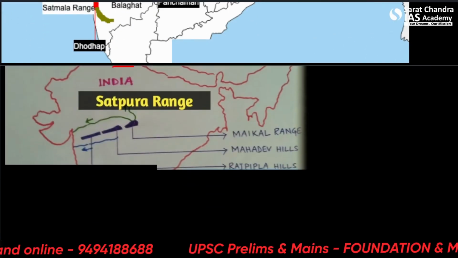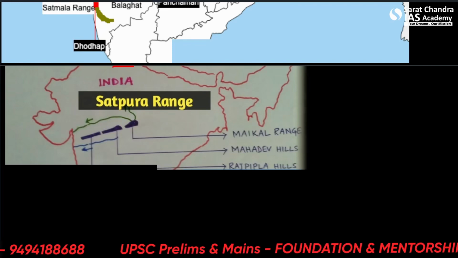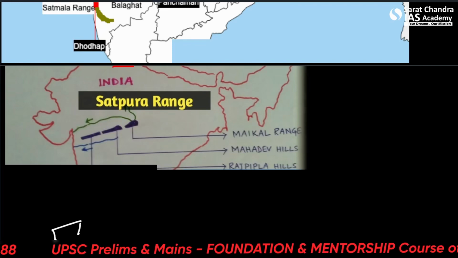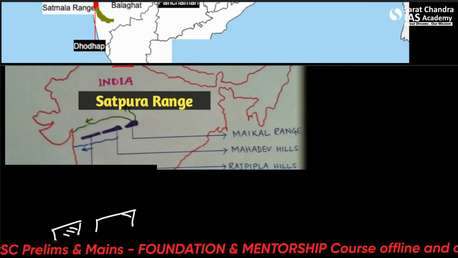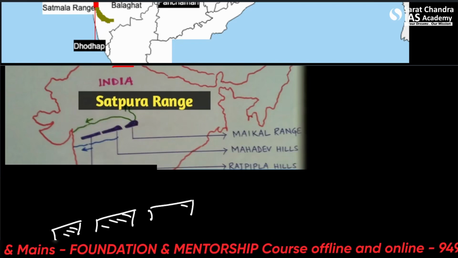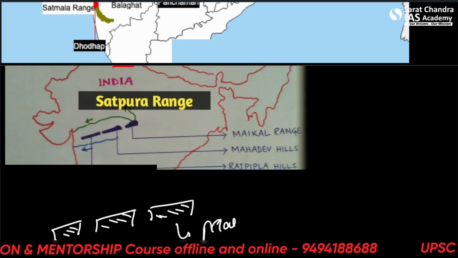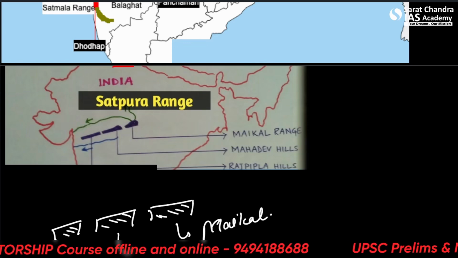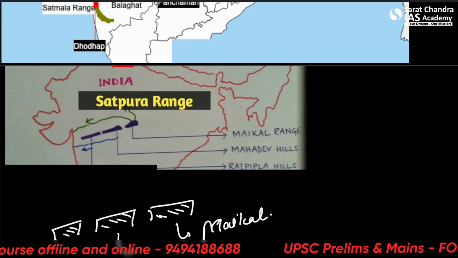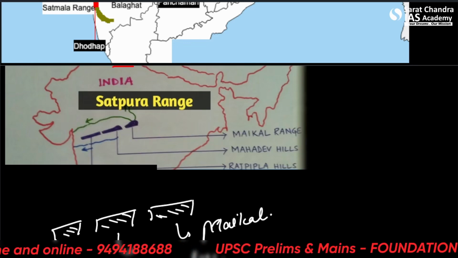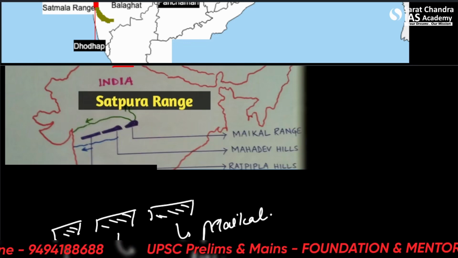So the Satpura range again we can see. The Satpura range is divided into three parts. These all can form a question easily. So one is Mekal. This is the Mahadev range. And this is the Rajpipala range.